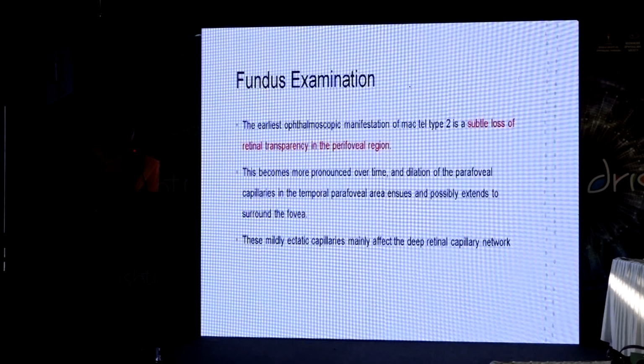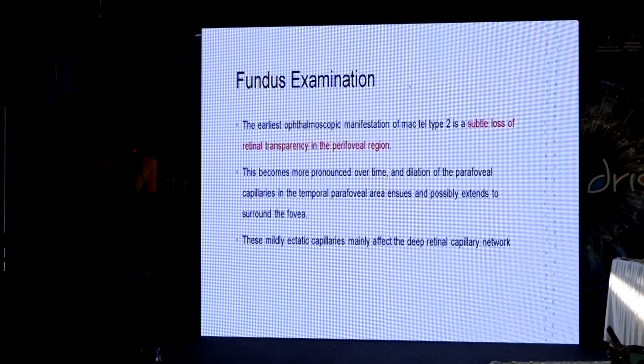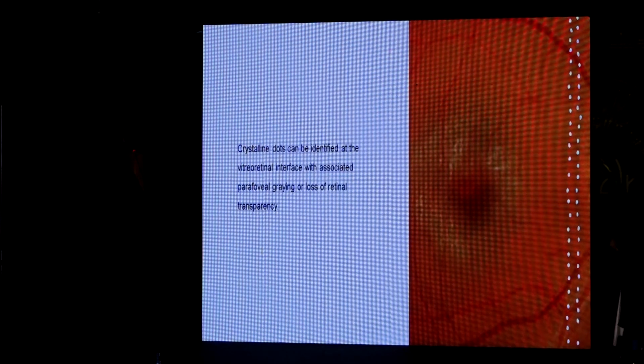On fundus examination, the first sign that you will find is a subtle loss of retinal transparency in the perifoveal region. This becomes more pronounced over time. Now we can look at that in detail. There is loss of retinal transparency. Crystalline dots can be identified at the vitreoretinal interface with associated perifoveal graying and loss of retinal transparency.